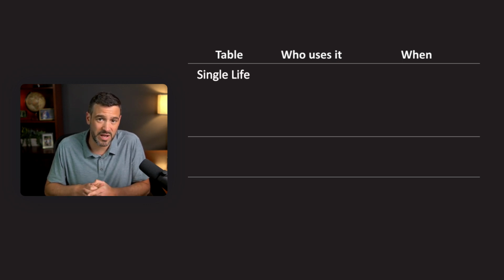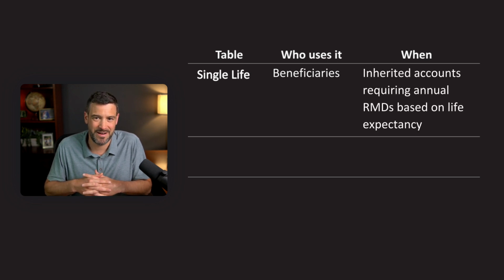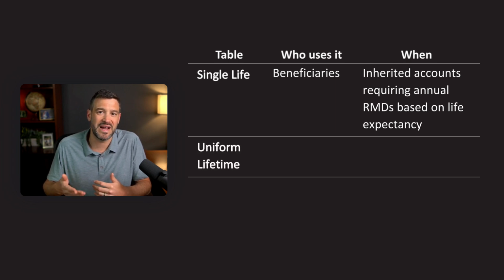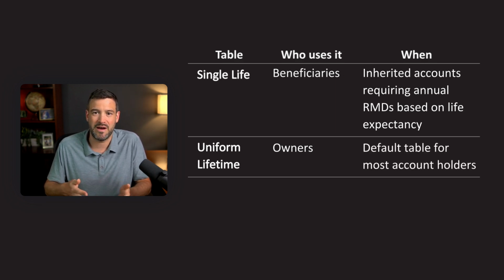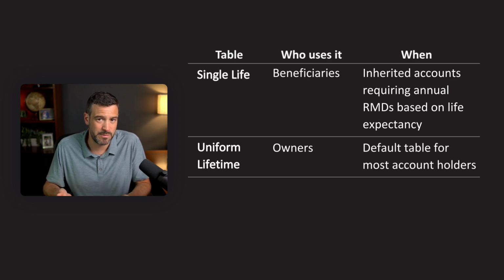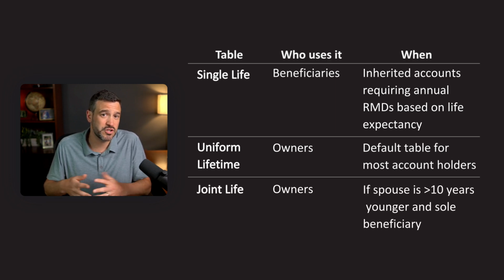The first is the single life table, which is typically used for beneficiaries, specifically inherited IRAs where the original owner died before 2020. So more on that later on. But the next table is the uniform lifetime table, which is the most common table that people use for their own IRAs. So if you're taking an RMD from your own account, this is typically going to be your default table that you choose from. But if your spouse is more than 10 years younger than you and is your sole beneficiary, you get to use the joint life and last survivor table, which typically results in a smaller RMD.